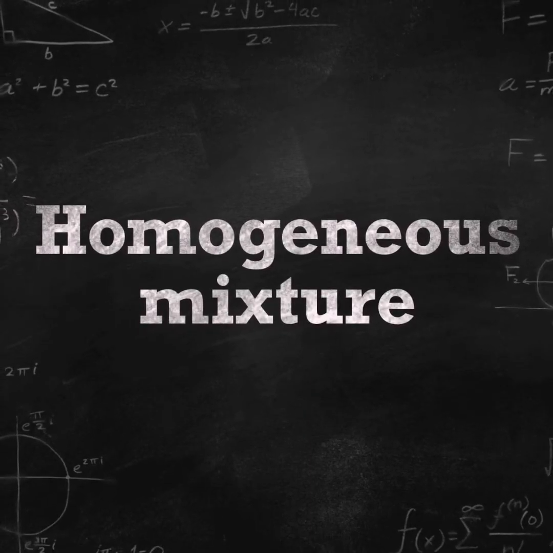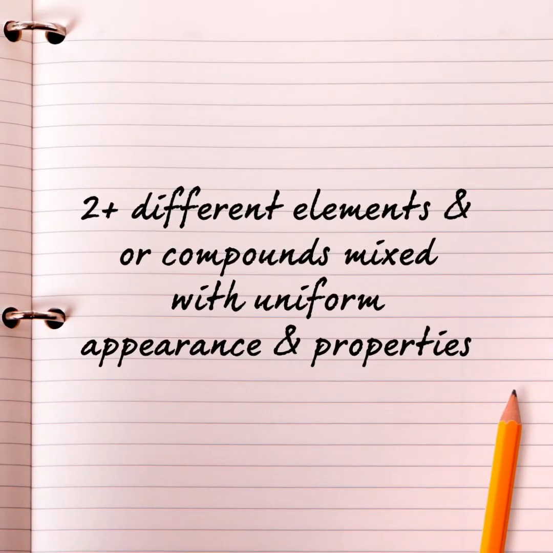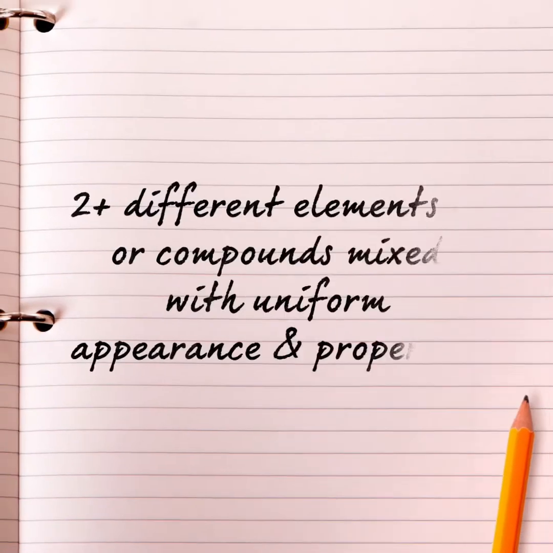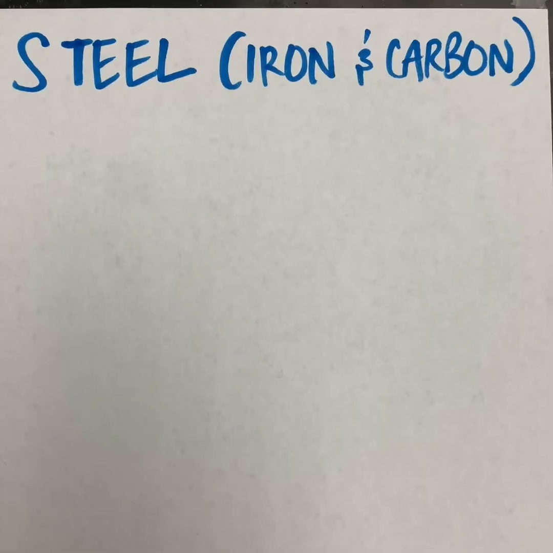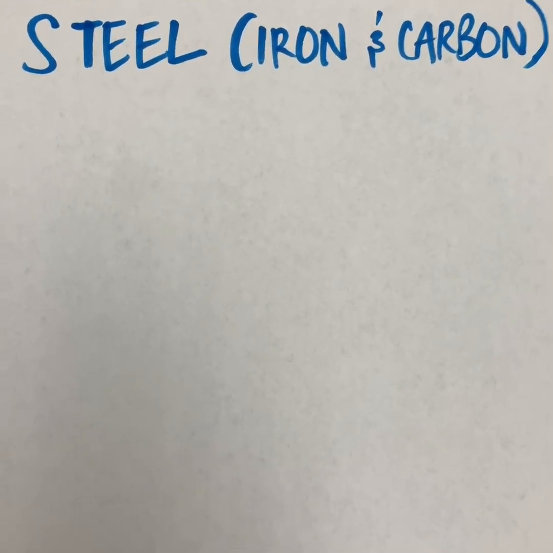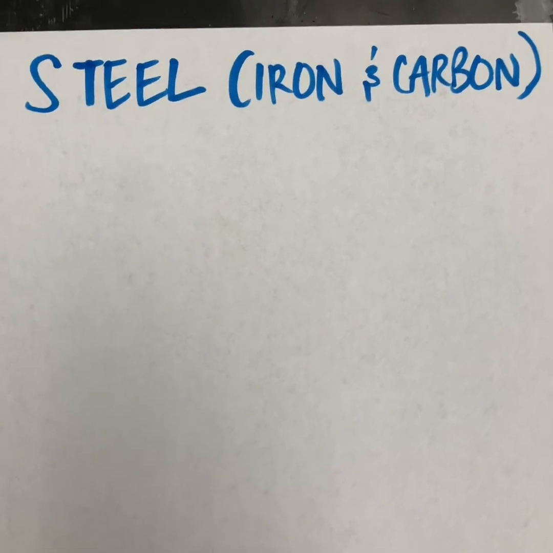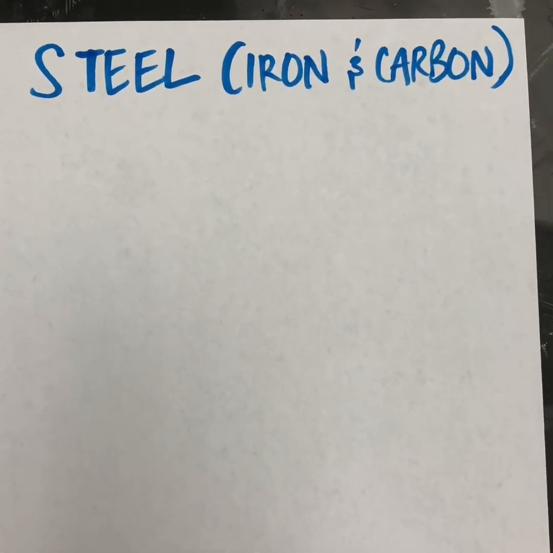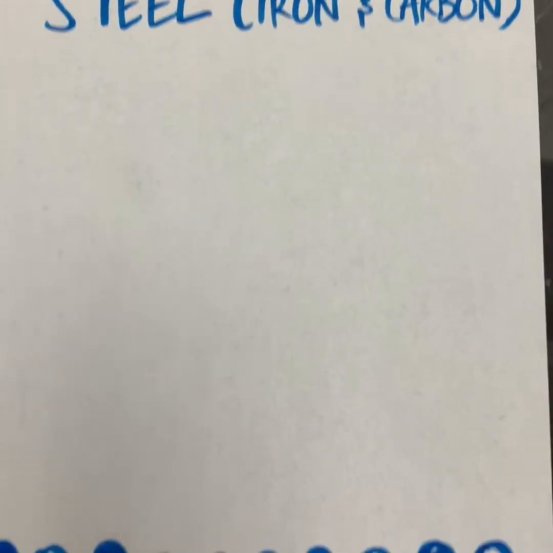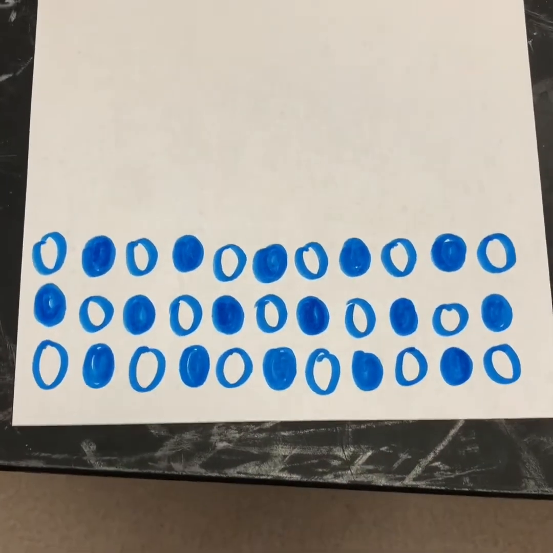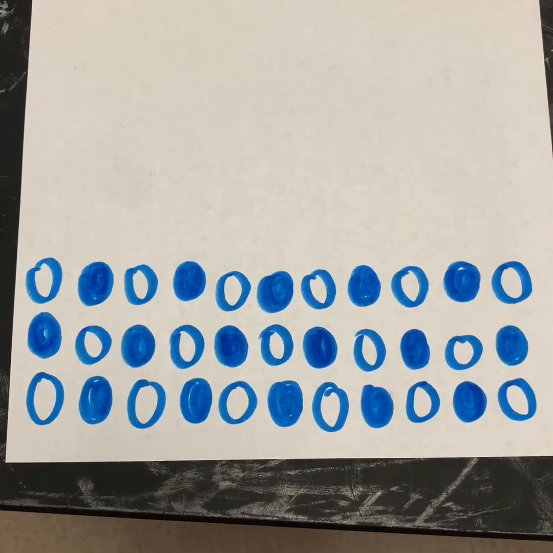Homogeneous mixtures. A homogeneous mixture consists of two or more different elements and/or compounds mixed with a uniform appearance and uniform properties. Steel is an alloy made up of iron and carbon, so it's going to be uniformly mixed. What we see here are different atoms representing iron and carbon.